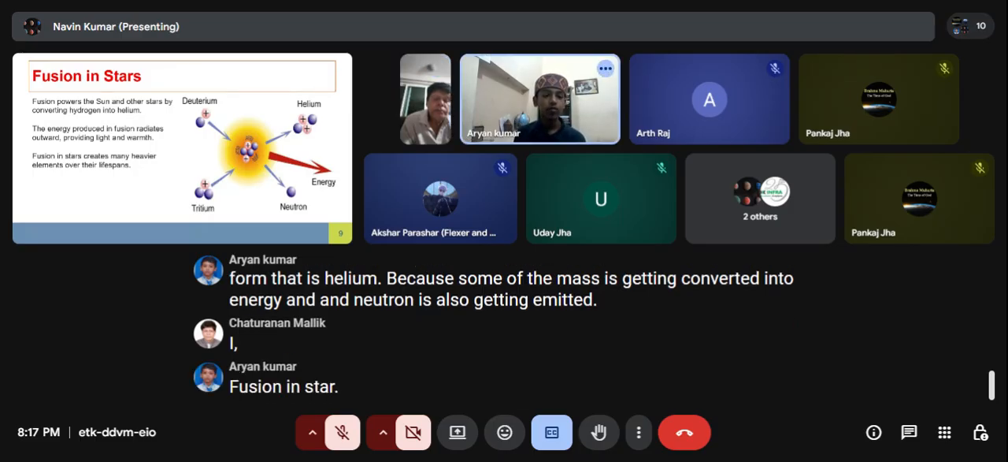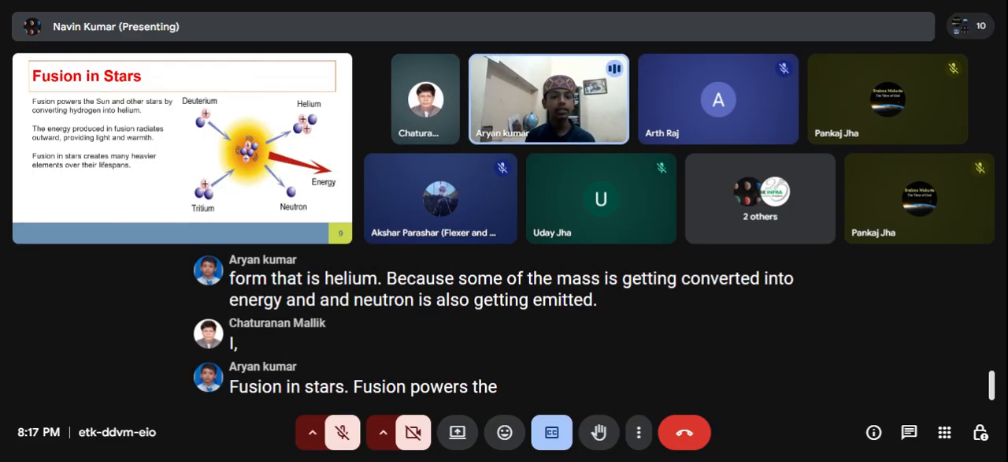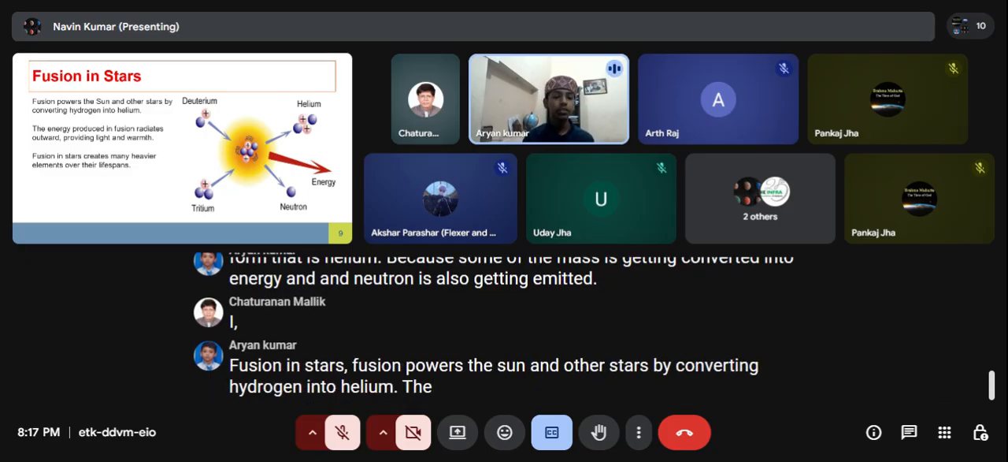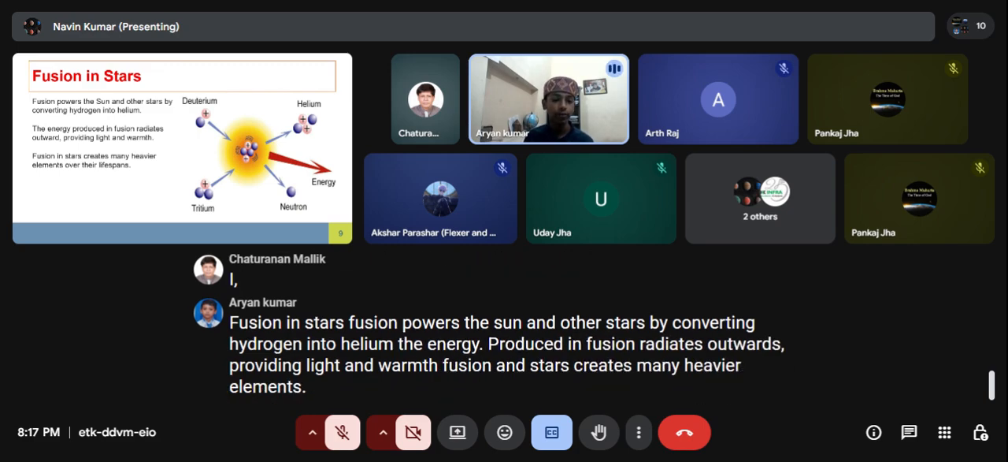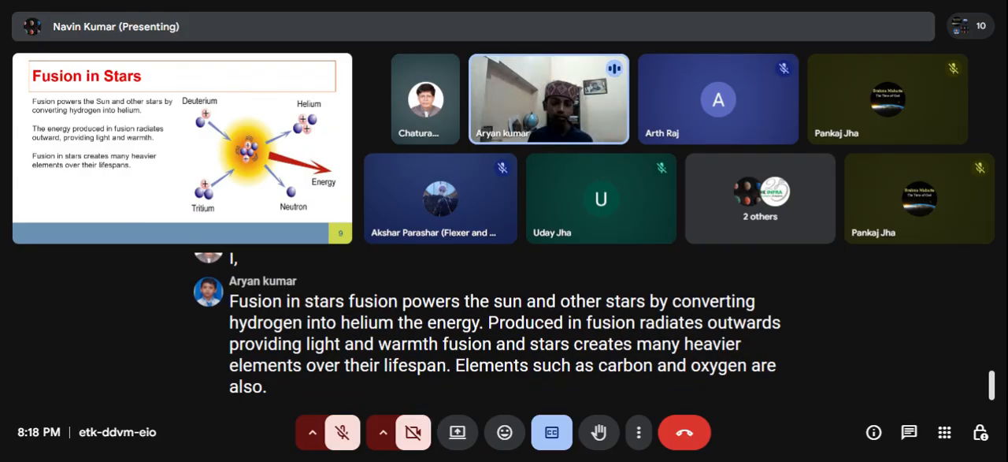Fusion in stars. Fusion powers the sun and other stars by converting hydrogen into helium. The energy produced in fusion radiates outwards, providing light and warmth. Fusion in stars creates many heavier elements over their lifespan. Elements such as carbon and oxygen are also produced in stars.